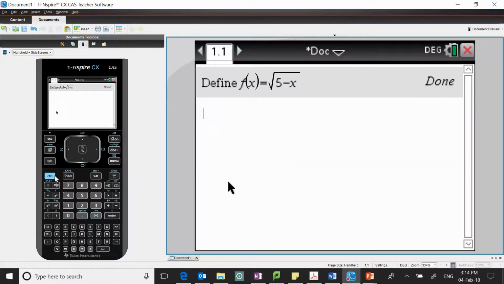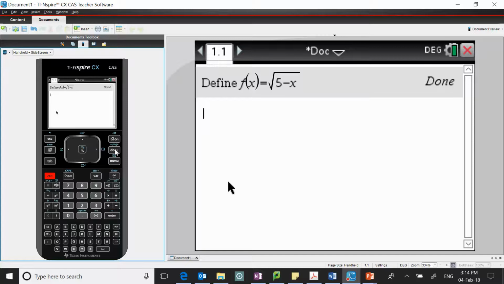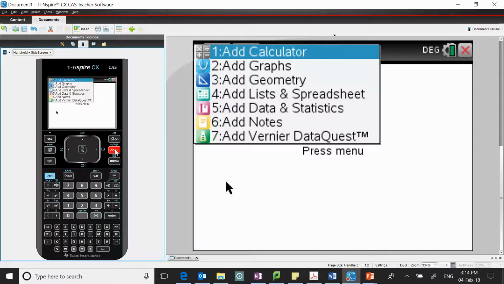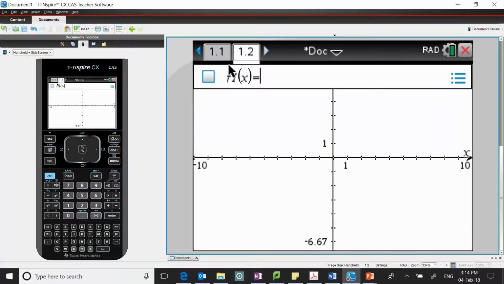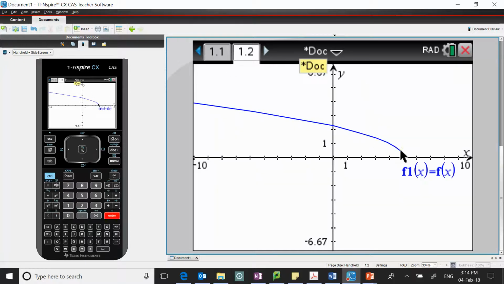There we go. Now we're going to add a graph. So control doc, and we're going to add graphs at number 2. Now, because I defined the function, I just type in f of x, because I said f of x equals this equation. You press enter, and there you go. So it's 1, 2, 3, 4, and 5. And we know that that point there is at 5.